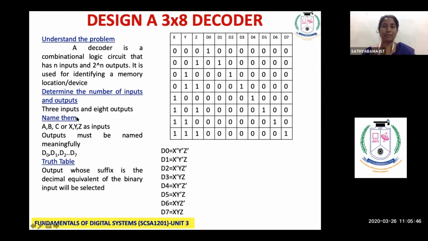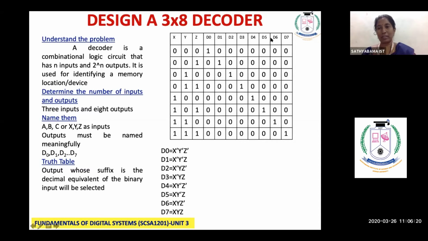The question is straightforward. So 3 inputs and then 8 outputs. Very good. We have to name them. Again, our wish, A, B, C or X, Y, Z. So I have used X, Y, Z. And the output lines I could name with alphabets, but I want to show a relationship between the output variable and the inputs. That is why I have purposely named them D0, D1, D2, D3, D4, D5, D6 and D7.